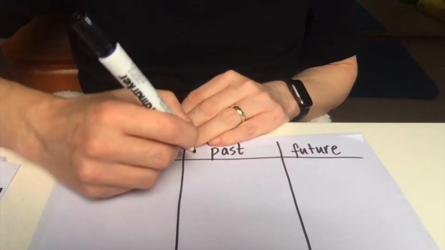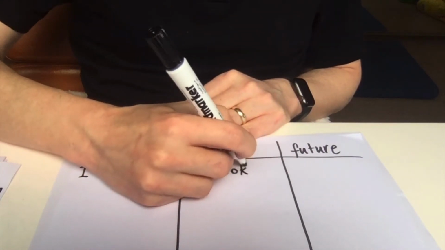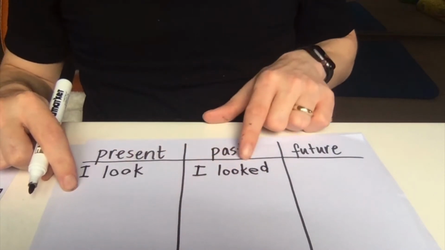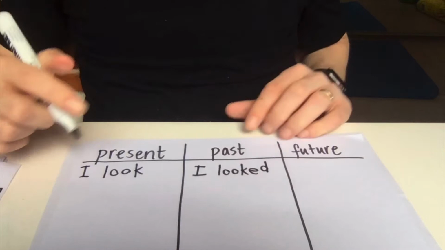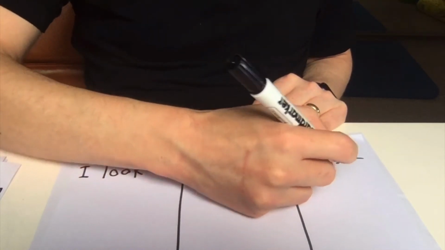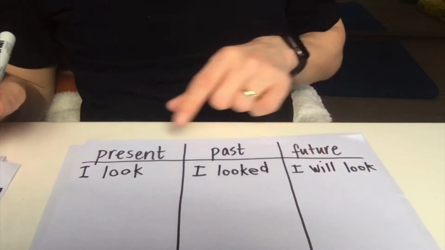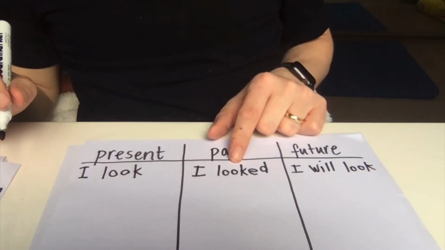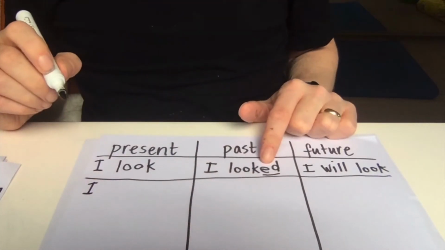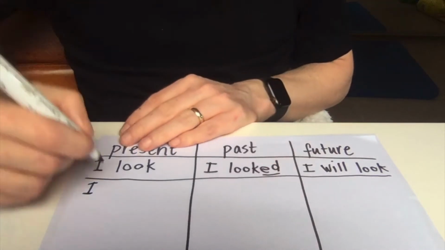In the past, I would say, I looked. Now I look, I look. And in the future, you might say, I will look. So that's something that hasn't happened yet. I look, I looked, I will look. Sometimes we just add the suffix ed and it changes it to the past tense. Not always.